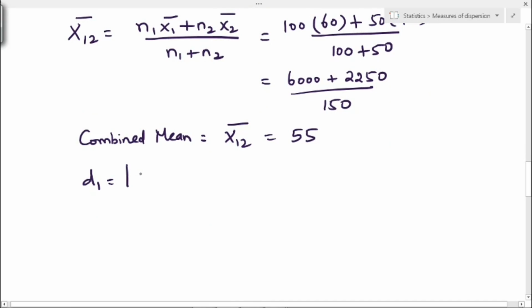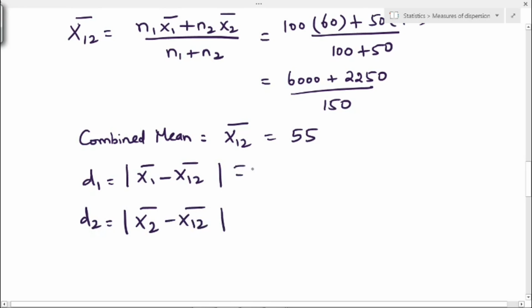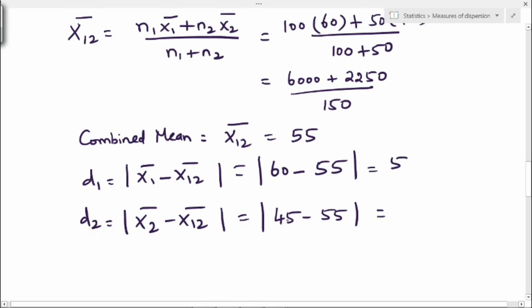So formula for d1 is modulus of x1 bar minus x12 bar, and formula for d2 is modulus of x2 bar minus x12 bar. So first substitute modulus of x1 bar. What is x1 bar value? 60 minus x12 bar is 55 and x2 bar value is 45 minus 55. So if you subtract, you will get 5, and this is 10, that is minus 10, but we have modulus, so it will become plus 10. Okay. Now we got the values of d1 and d2, that is 5 and 10.